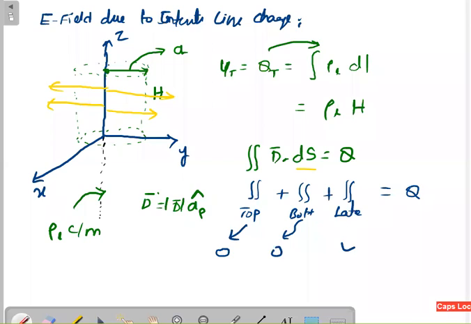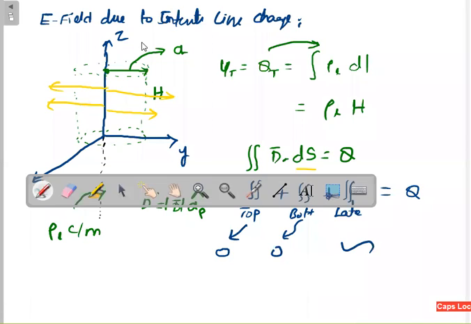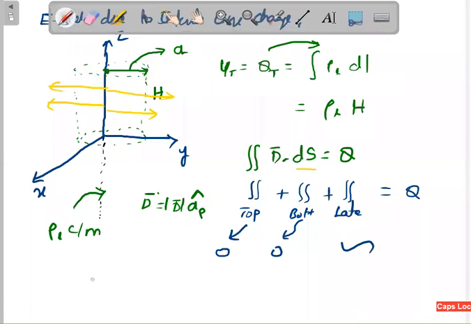So again, this is our interest, because the fluxes are going laterally, through the lateral surface. So what is the idea? For the lateral surface, this is only the double integral over the lateral surface, because the remaining terms are zero. The double integral over the lateral surface of D dot dS is equal to Q. Then what is dS for the lateral surface?